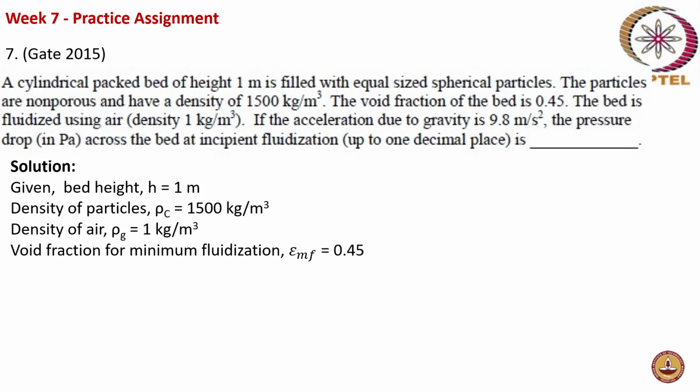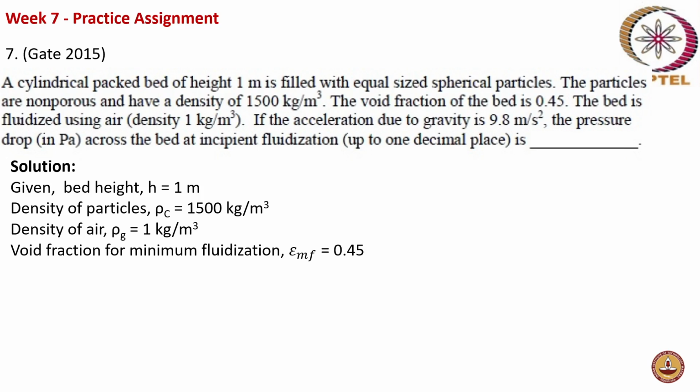So, how did I write that it is minimum fluidization? Incipient fluidization is nothing but the fluidization at the minimum. That means incipient fluidization is the same as the minimum fluidization. So, they have asked the pressure drop across the bed at minimum fluidization. What is the pressure drop at minimum fluidization?